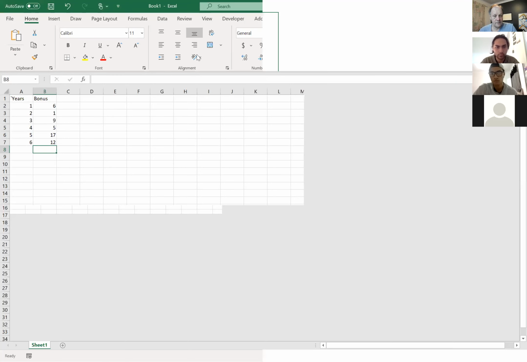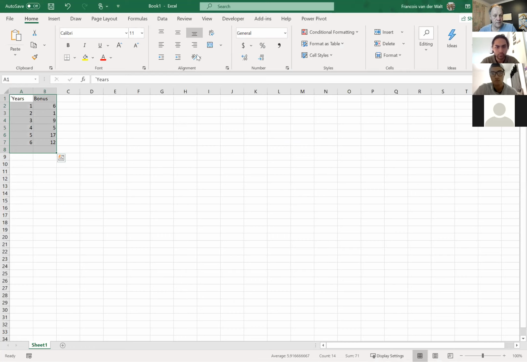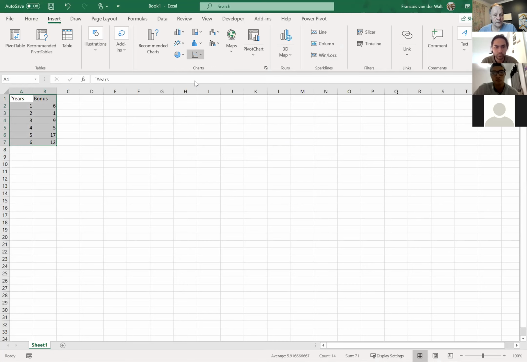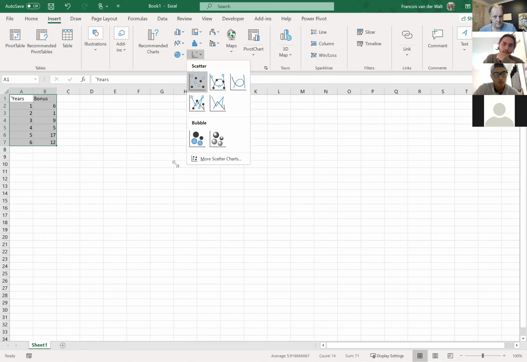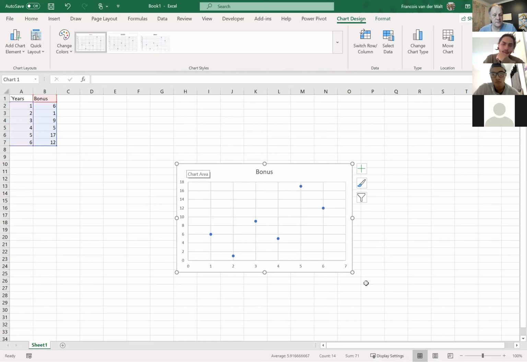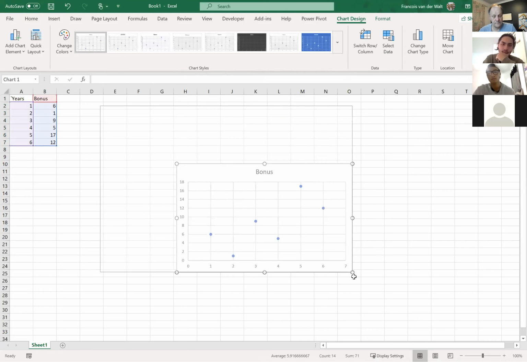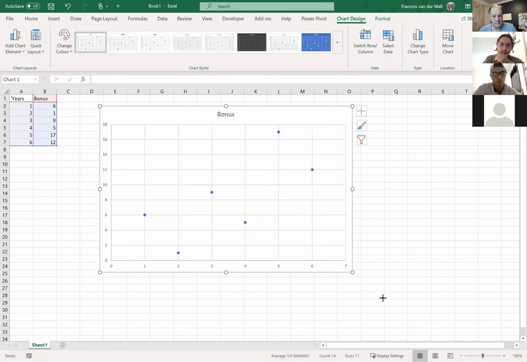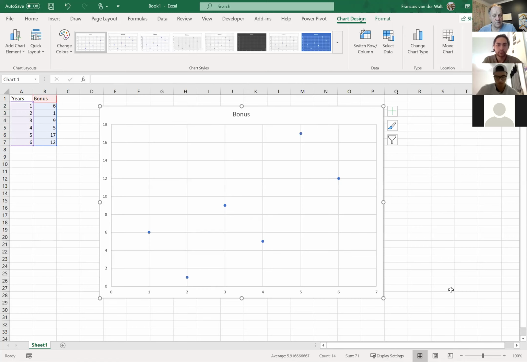Highlight these two columns like that. Go insert, and this one here. Okay, you better do a lot of these things so that it becomes truly second nature. If you see there, it didn't take me a lot of time.